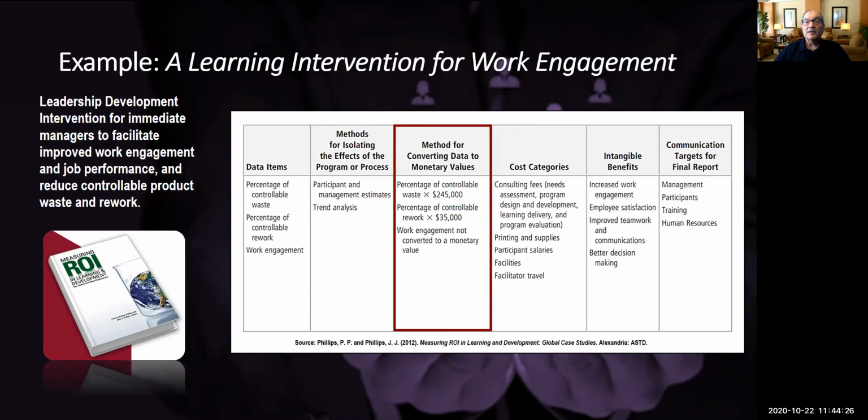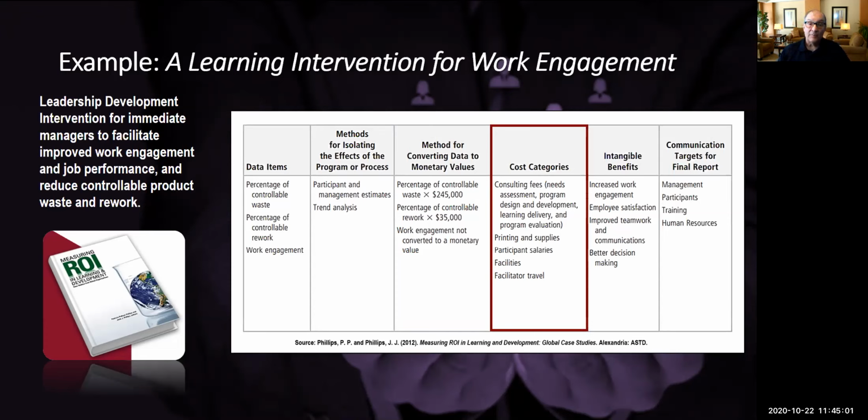And work engagement specified here was not converted to a monetary value. You'll see work engagement in intangible benefits. Cost categories: consulting fees, needs assessment, program design and development, learning delivery, and program evaluation. High-level description of many things that went into it, but basically categories. Printing and supplies, participant salaries, facilities, and facilitator travel.